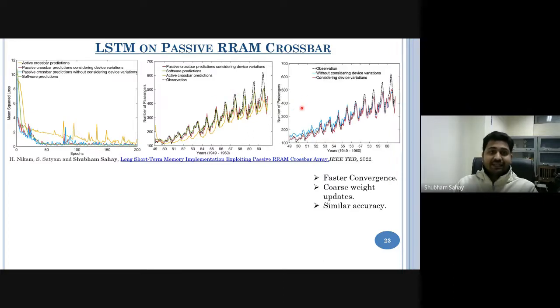And the best part is that if this is the observation, we first performed these simulations without considering device variation. But even when we consider the device variation, you can see that the results do not change significantly. It is able to predict these sequences well, even in the presence of noise and device variation. So this kind of implementation is resilient to noise and even variation. That is the best part about it.